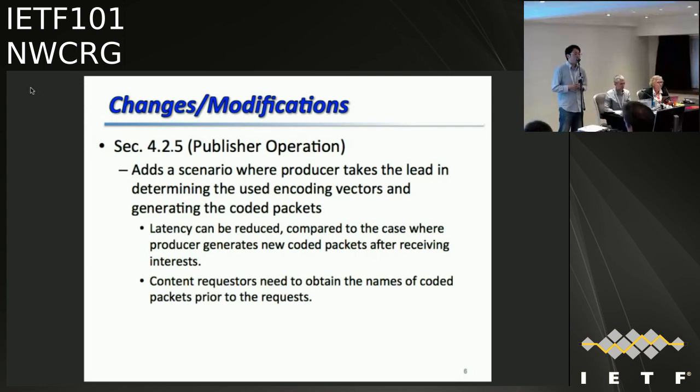And we clarify the scenario where a producer statically decides the encoding vector to generate a coded packet, and we describe its feature. In this case, latency can be reduced compared to the case where a consumer determines the encoding vector to be used. But in this case, the content request needs to obtain the names of the coded packets prior to the request. It's a drawback.